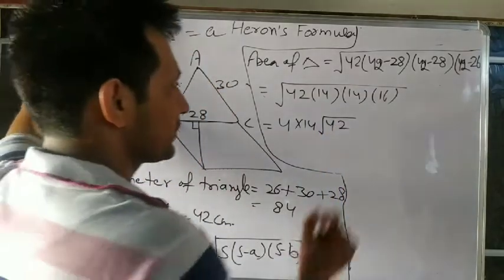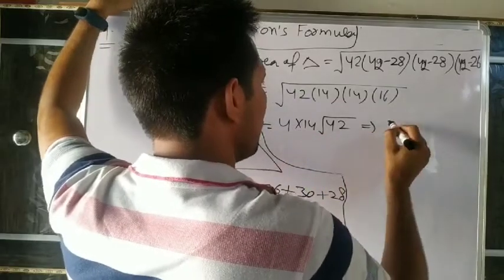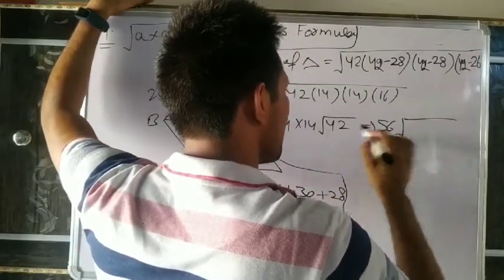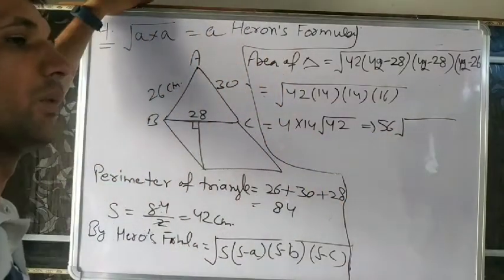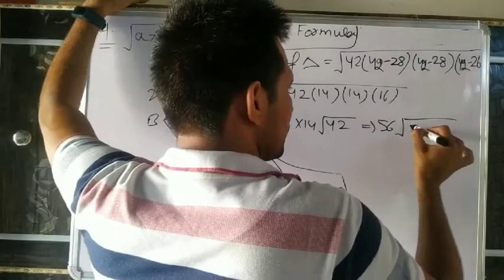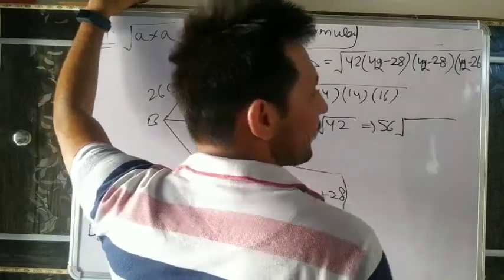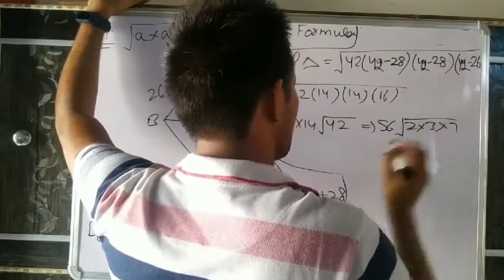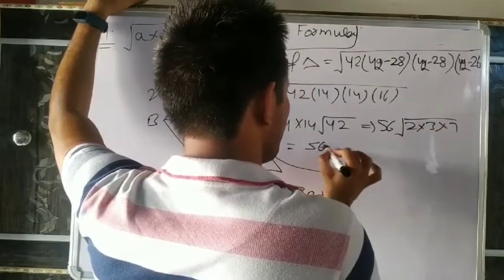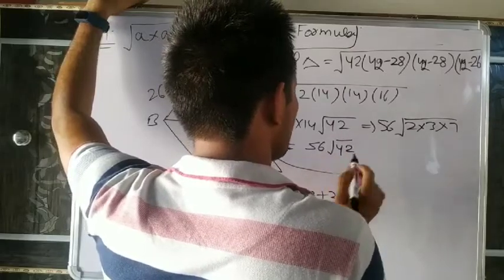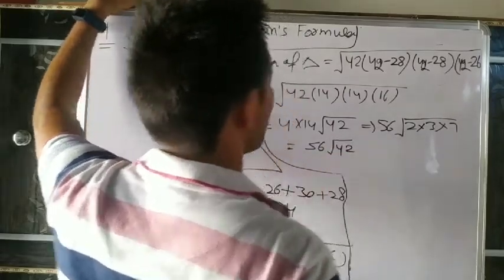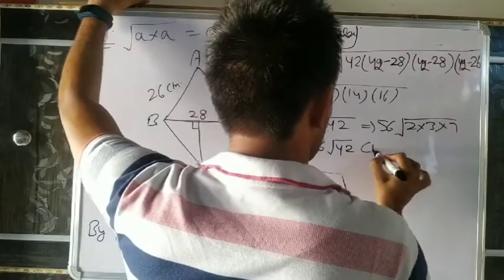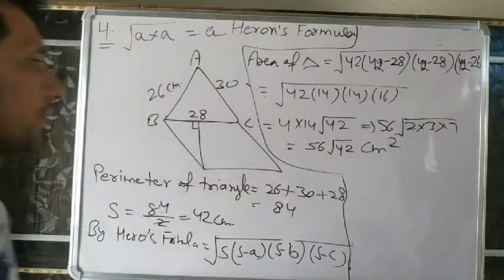Understand? So next, what can we write? 4 into 56 under the root 42. We write 2. The square root of 42. We can write 2 into 3 into 7 as it is. So what is 56 multiply 40? Understand? And its area is in centimeter square.